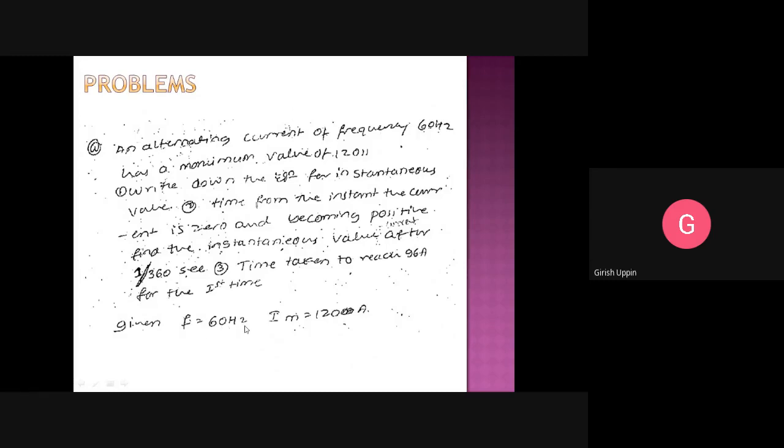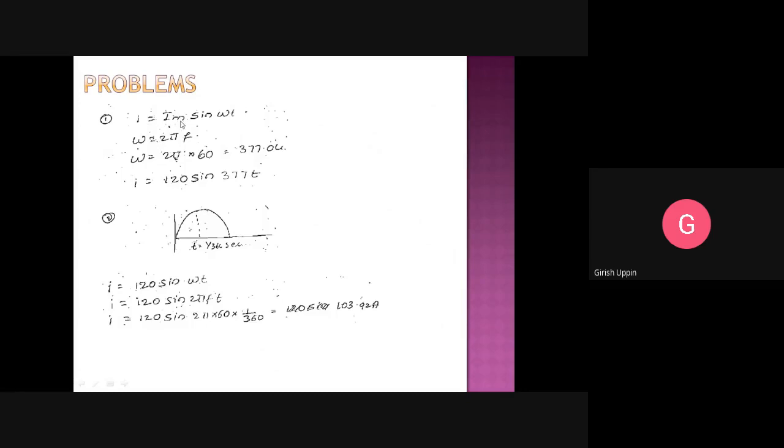So note down the given values. f is 60 hertz, Im is 120 amperes. So first equation, I is equal to Im sine omega t, omega is 2 pi f. f is given, 2 pi into 60, it comes as 377. Equation of the instantaneous value of the current, lowercase i is equal to 120 sine of 377t.